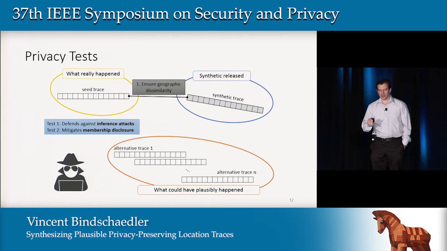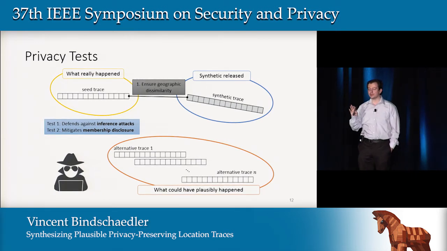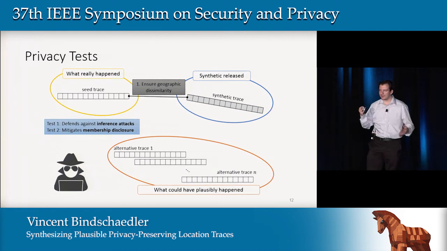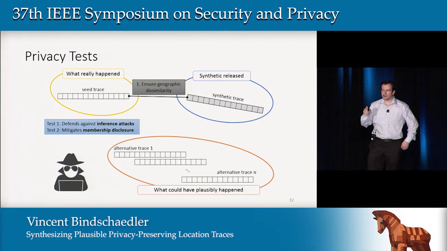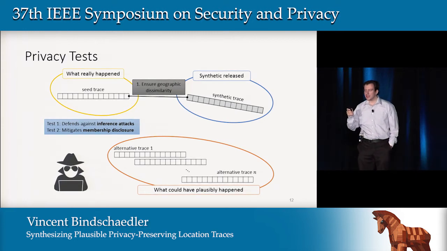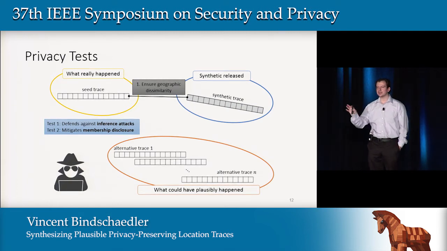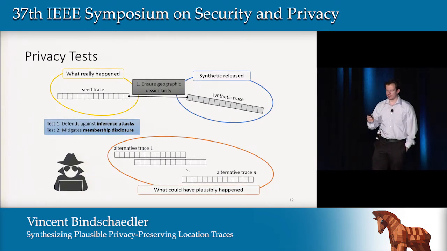The second privacy test is aimed at mitigating membership disclosure. The idea is we want to prevent an adversary who is looking at the synthetic trace from deducing something about the input trace which could have been or must have been its seed. So what you don't want is an adversary that's looking at this synthetic trace and saying, it must have been that this particular input trace was the seed that it came from.